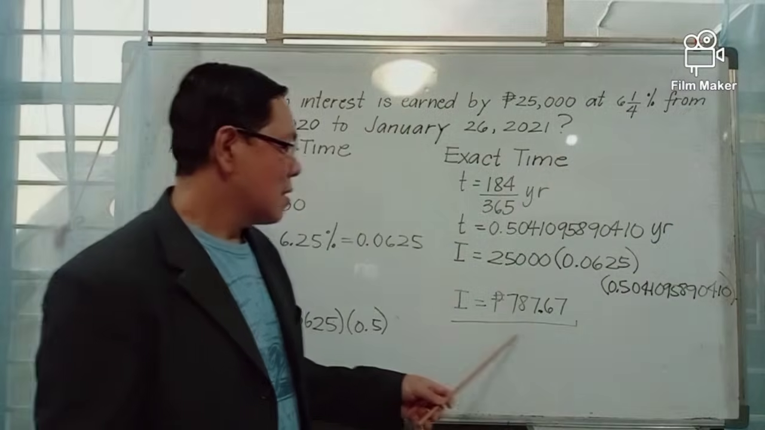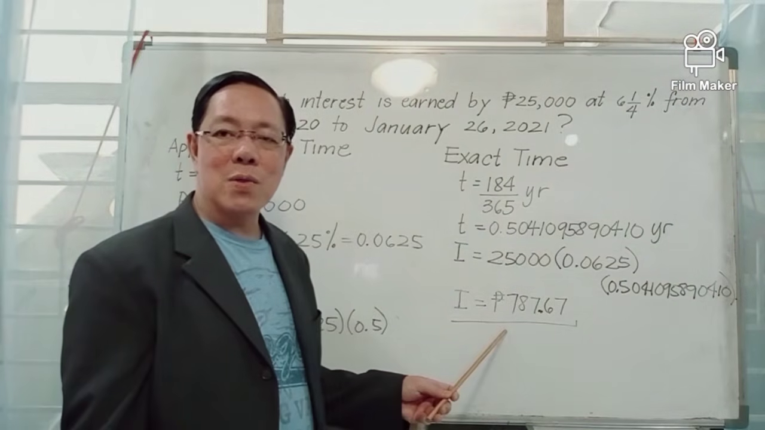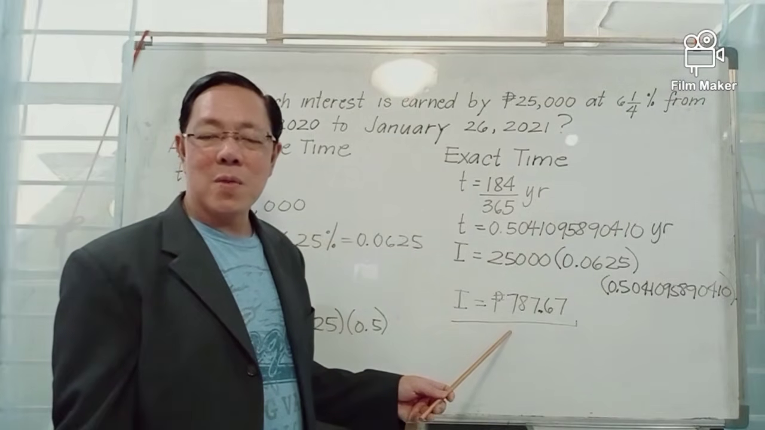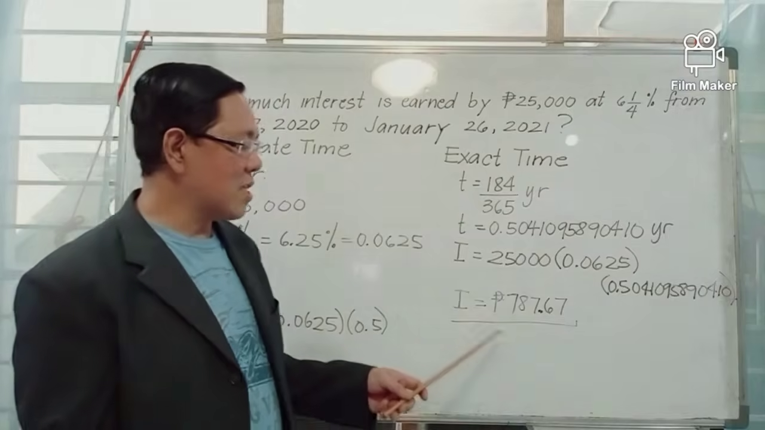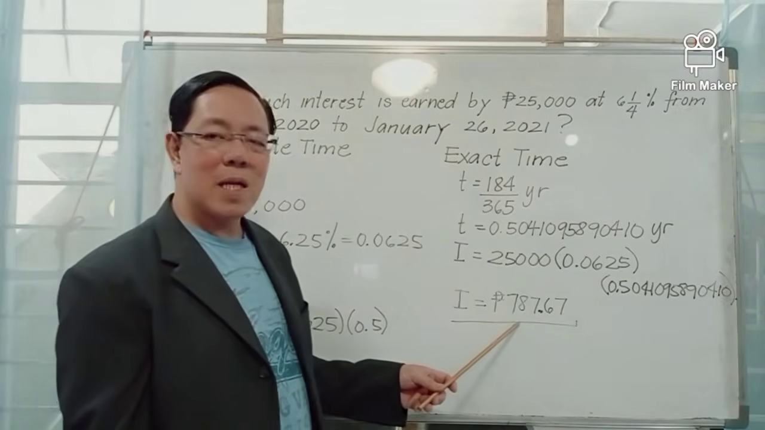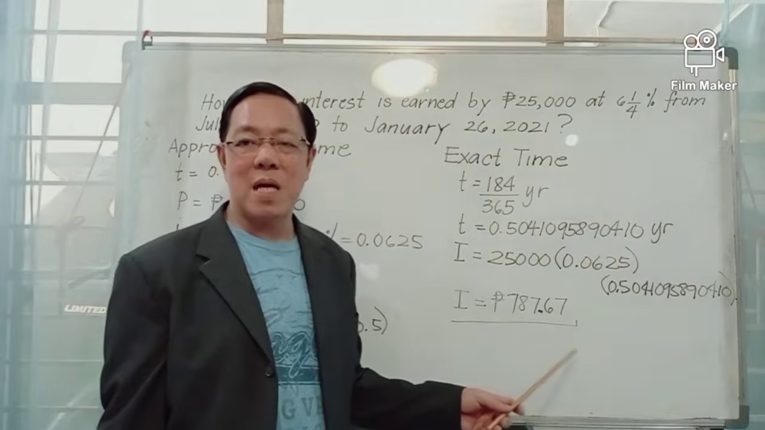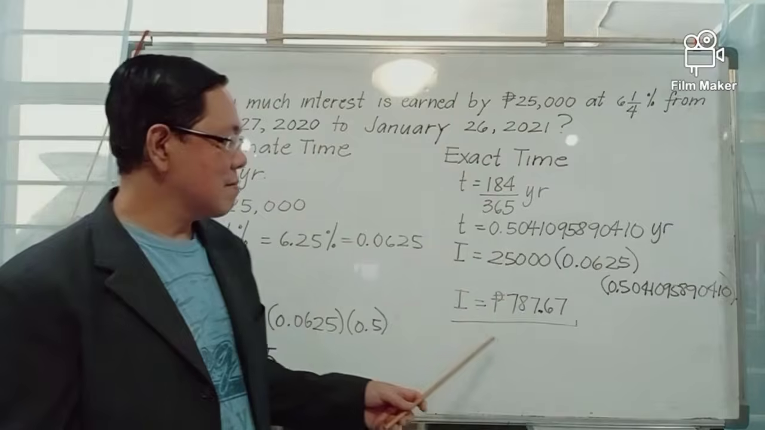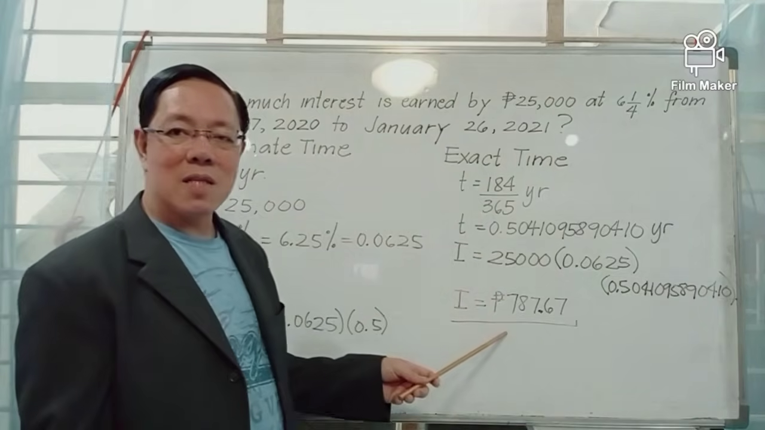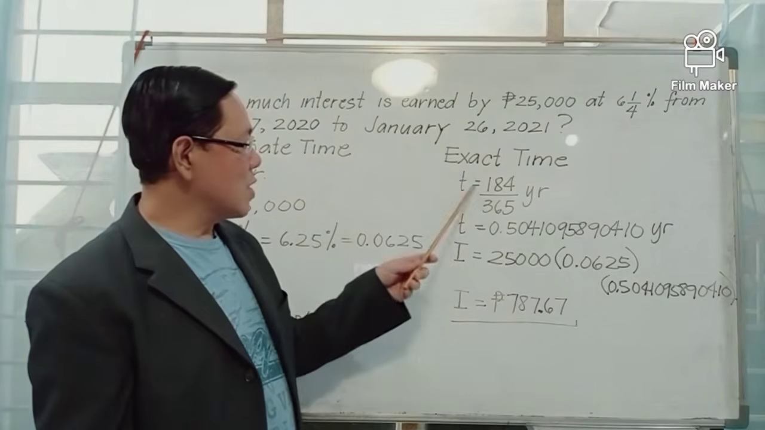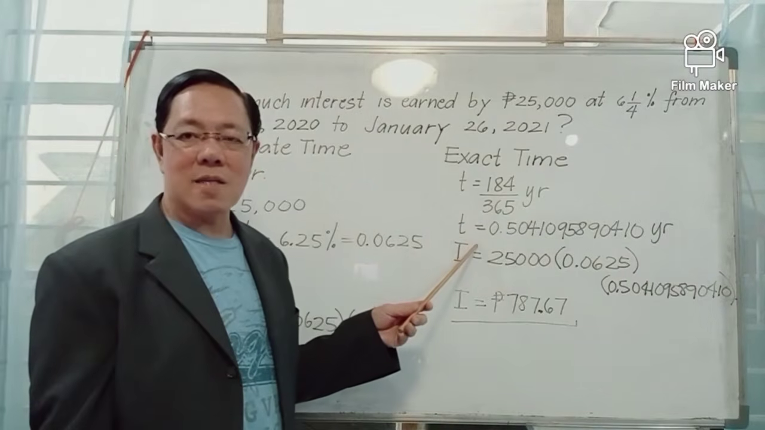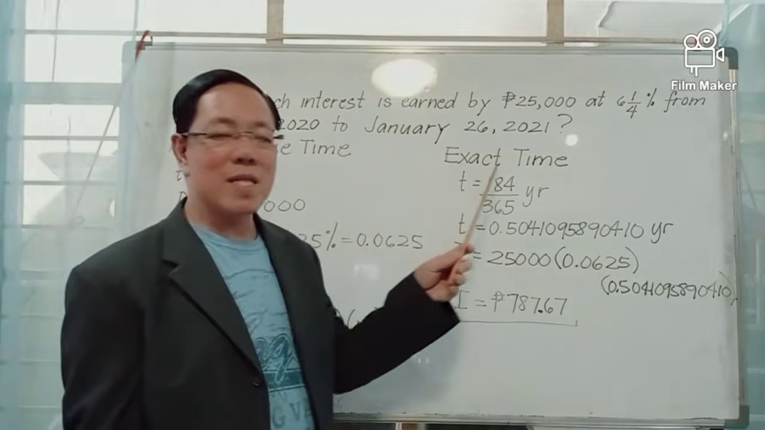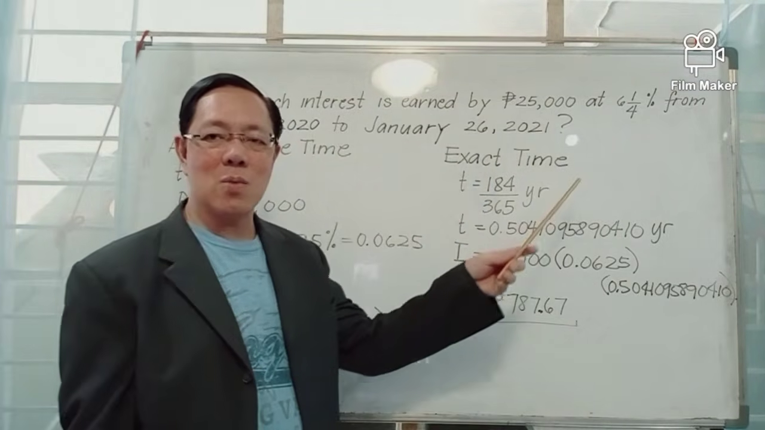0.5041095890410. And in your calculator, you round it off to 2 decimal places. From your calculator, you round off your answer to 2 decimal places, and you should get 787.67 pesos. This is the exact amount of simple interest, because in calculating this interest, we use the exact time in years between July 27, 2020 and January 26, 2021.